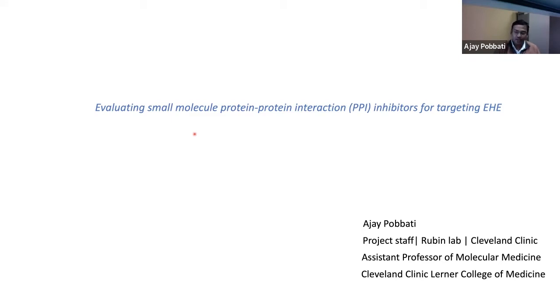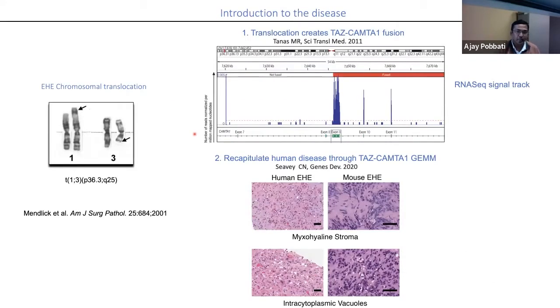I thank the organizers for organizing this great meeting. And this is also the only meeting that I know of where you can just say EHE and everybody will understand what we are talking about without expanding fully what it is.